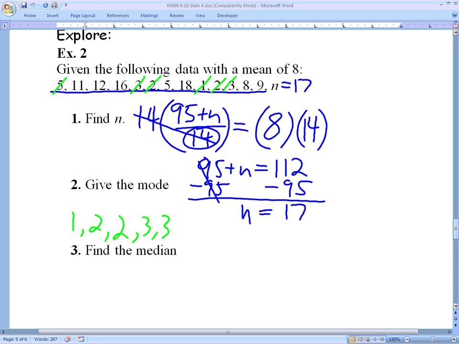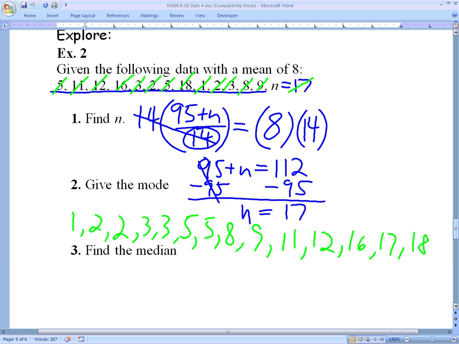I don't see any 4s. There are 2 5s. I don't see any 6s or 7s. I have an 8. I have a single 9. No 10s. I've got 11, 12. And then 16, 17, and 18. I'm going to count them all up to make sure I have all 14 numbers. 1, 2, 3, 4, 5, 6, 7, 8, 9, 10, 11, 12, 13, 14. They're all there. And I had a few repeats.